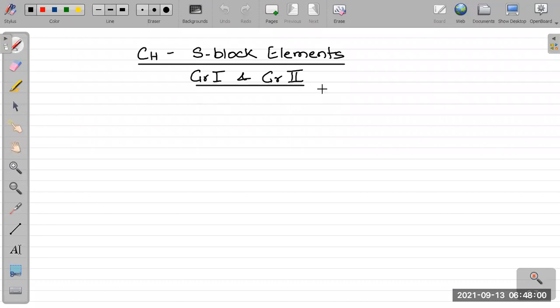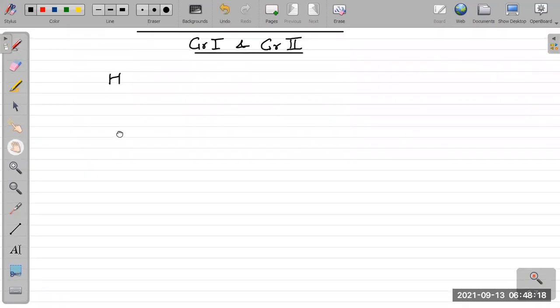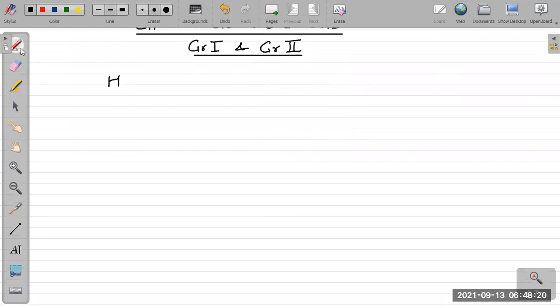Okay. Group 1, group 2 elements or S block elements is what we are going to study. So this group 1 starts with hydrogen, which is not properly considered only of this group. Rather, hydrogen is there between group 1 and group 17. However, we will just write a few basic things about hydrogen over here, and then we will move on.